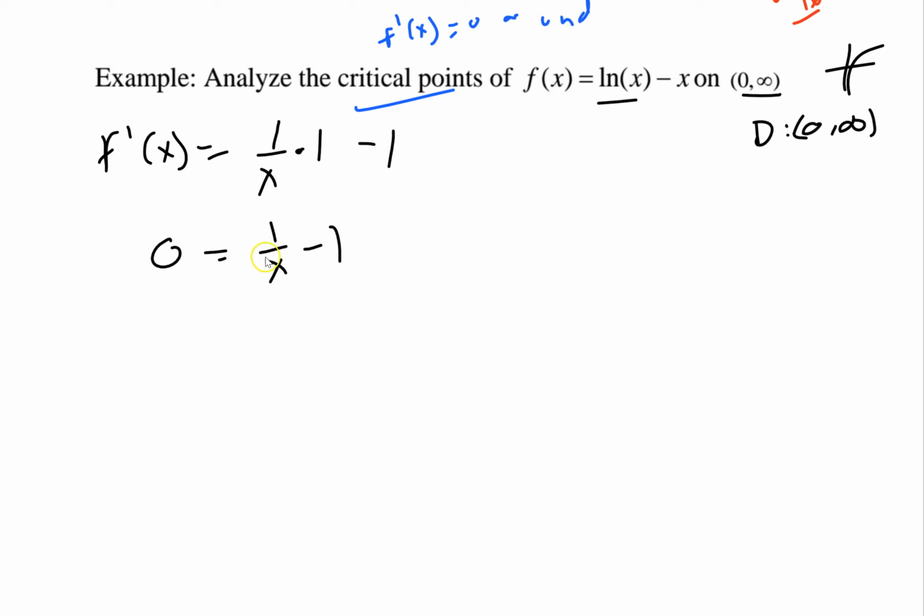Already, I'm going to have undefined. Right, I can't divide by 0. So x equals 0 is where it's undefined. Now I could solve it to find out where it actually equals 0. So add 1 on both sides. 1 equals 1 over x.